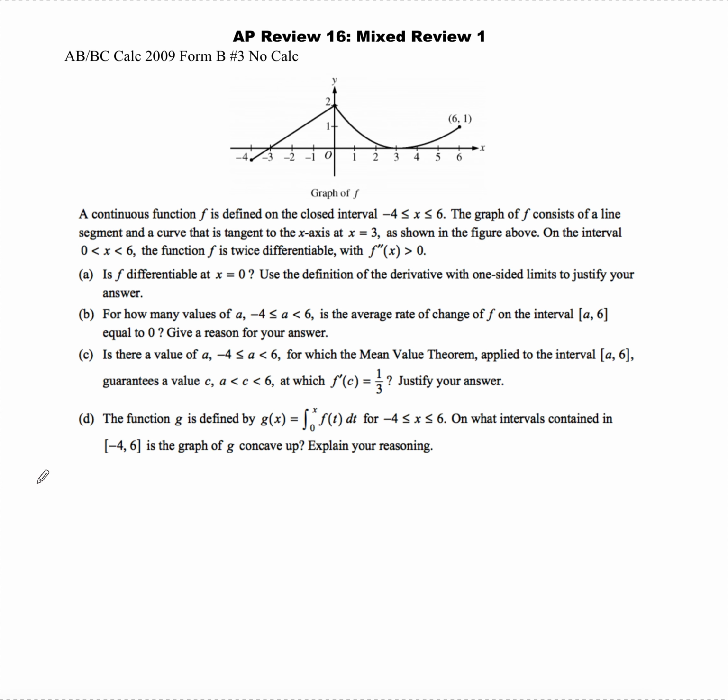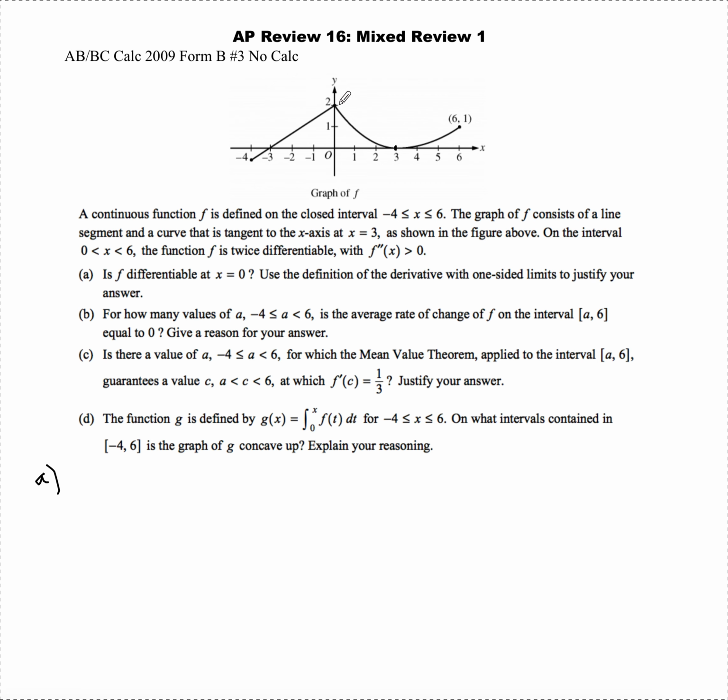All right. So we're given this continuous function on the interval -4 to 6. It consists of a line and a curve that's tangent to the x-axis at x equals 3. So we have a point right there. And we know it's twice differentiable from 0 to 6, with the second derivative being greater than 0. Is the function differentiable at x equals 0? Well, looking here, it looks like the answer is going to be no, but they say use the definition of the derivative with one-sided limits to justify your answer.